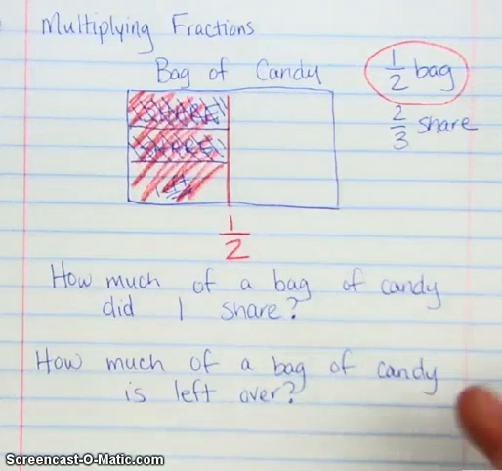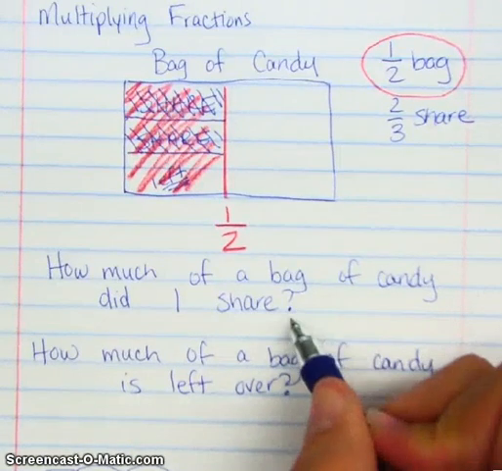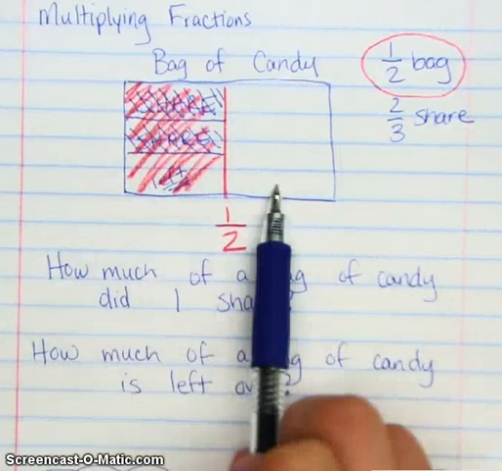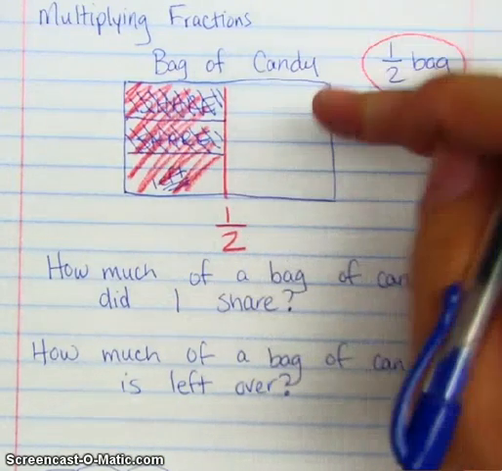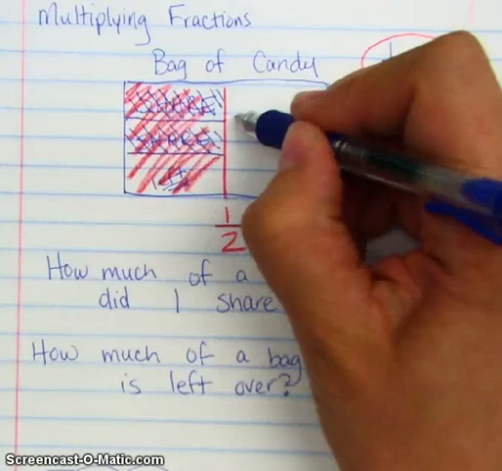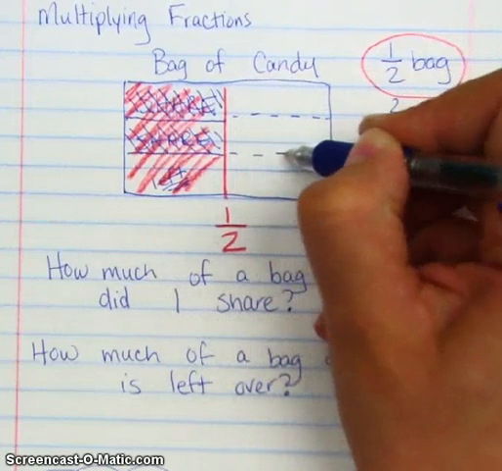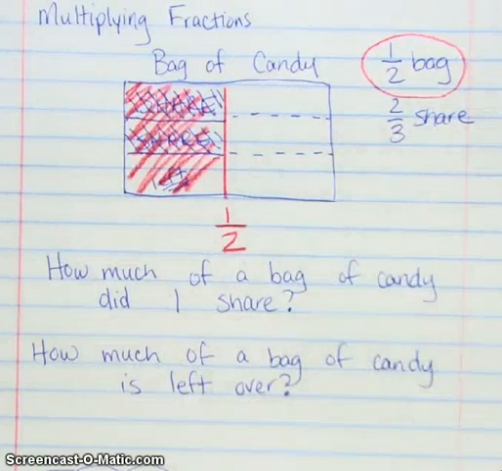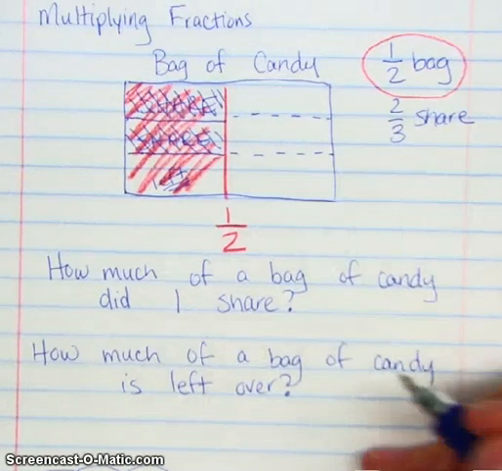So the question now that I'm going to ask is, how much of a bag of candy did I share? Well, in order to answer this question, I have to have my bag of candy completely split into equal portions. This part's not split into equal portions, but if I draw this imaginary line here and here, now they're magically put into equal portions. I have 6 sections that are all exactly the same.